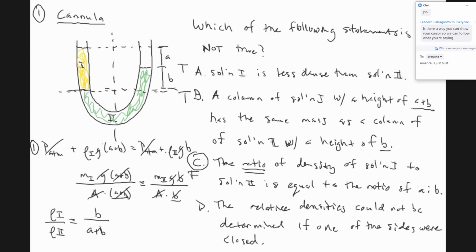Someone asked, but how do you know they aren't equal? Sure. Okay, one question at a time. To answer that last question, because Michaela was asking why density 1 uses A plus B and density 2 uses only B: if we look at this line, everything above here, the weight of this fluid is going to be equal to the weight of that fluid. That's why. Does that make sense?